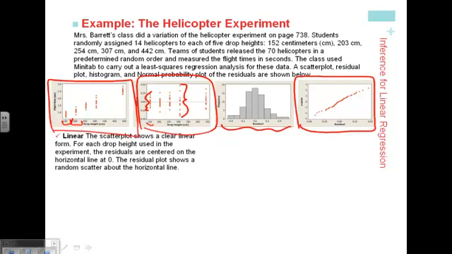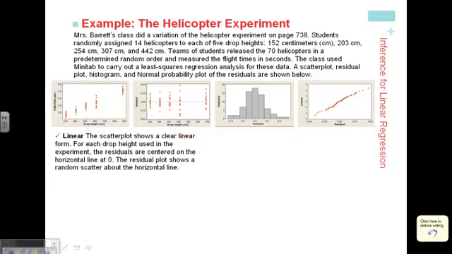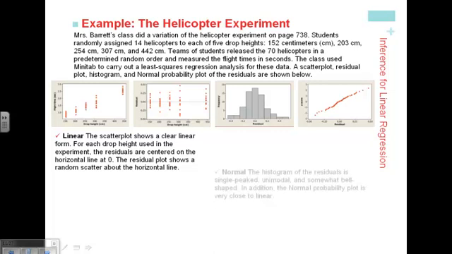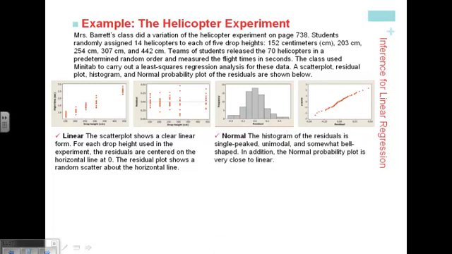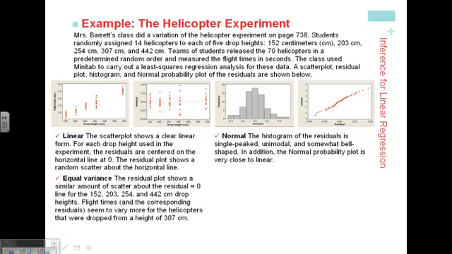Okay, let's see if we missed anything. It says linear: the scatter plot shows a clear linear form. The residual plots show that the residuals are centered at 0. Looks good. Normal: the histogram of the residuals shows a single peaked, unimodal, meaning a single humped, bell shape. It looks to be normal. There you go.